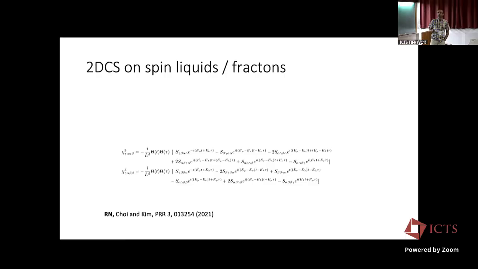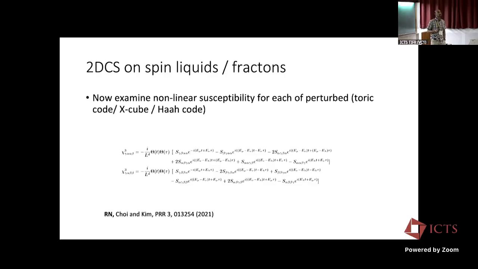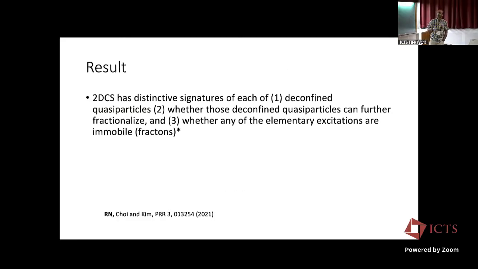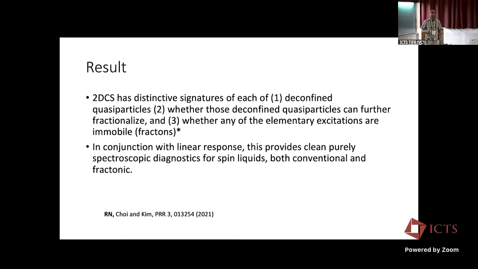So for example, you could consider doing 2D coherent spectroscopy on various paradigmatic models of either spin liquids or fracton phases. So in this paper, we considered the toric code phase as the paradigmatic example of a spin liquid, and the X-cube and Haah code phases as examples of fractons. And you look at their response in 2DCS, and you conclude, skipping details, that there are distinctive signatures of deconfined quasiparticles, of whether those deconfined quasiparticles can further fractionalize, and of whether any of the elementary excitations are immobile, as would be the case in fracton phases. And in conjunction with linear response, this provides a nice, clean, purely spectroscopic diagnostic for spin liquids, both conventional spin liquids and fracton spin liquids.